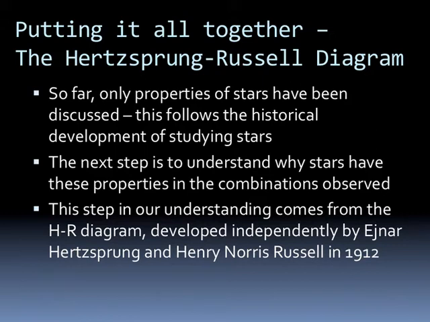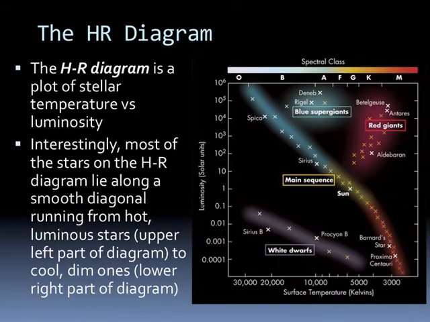The next step, of course, is to understand why stars have properties in the combinations observed. And this step in our understanding comes from the HR diagram, developed by two different scientists, Ejnar Hertzsprung and Henry Norris Russell, in 1912. The HR diagram is a plot of stellar temperature versus luminosity. When we do this, most of the stars on the HR diagram lie along a smooth diagonal running from the hot luminous stars in the upper left of the diagram to the cool dim ones in the lower right part of the diagram.